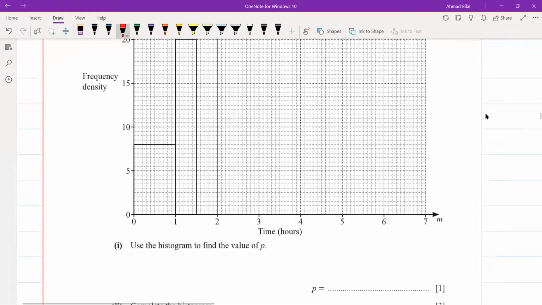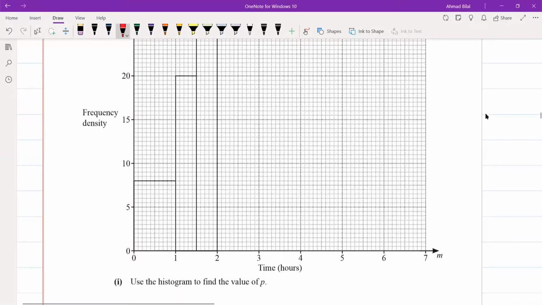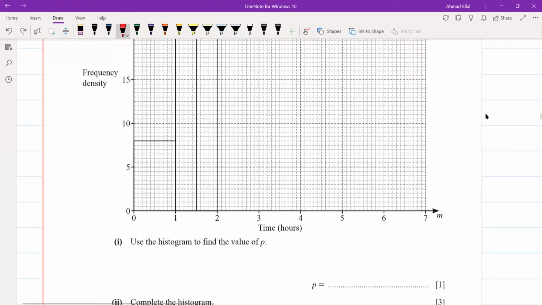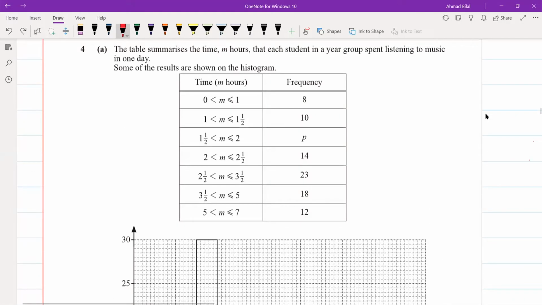अब यहाँ पे histogram में नीचे, remember histogram के अंदर हमारे पास हमेशा frequency density होती है on the y-axis. So we've got frequency density on the y-axis here, we've got time on the x-axis. Now we have to use the histogram to find the value of p. Okay, p क्या है? If you look at the table, we have this thing here that is p.